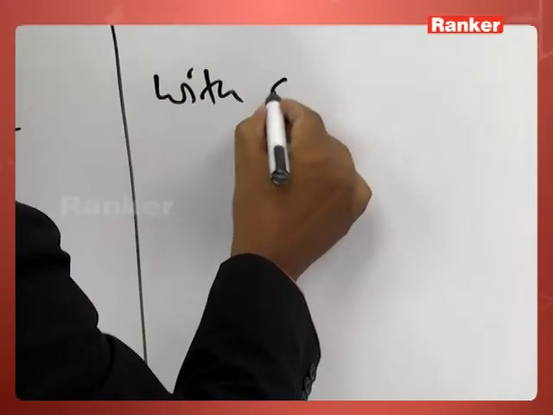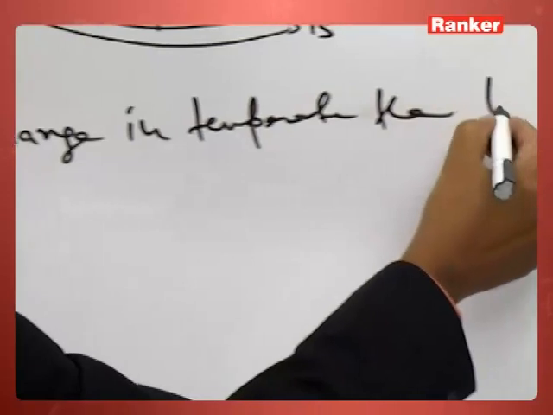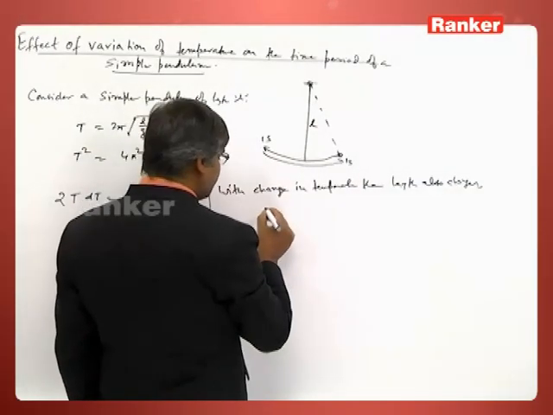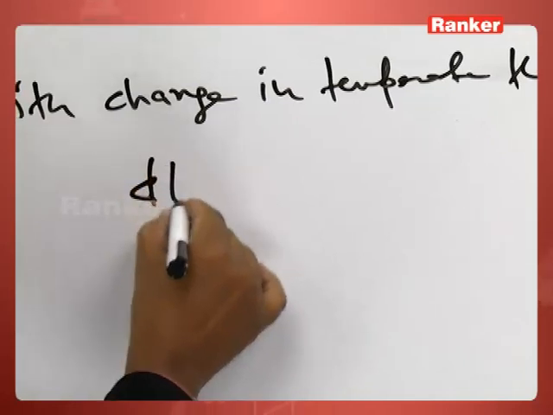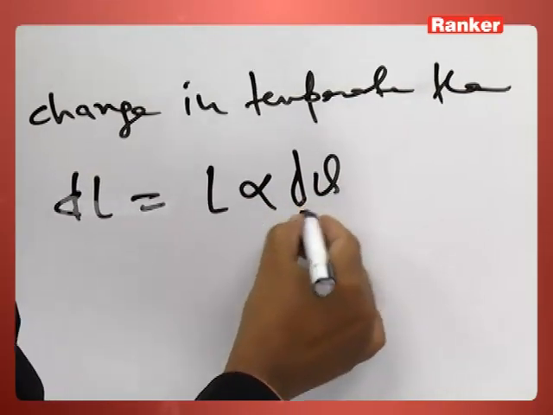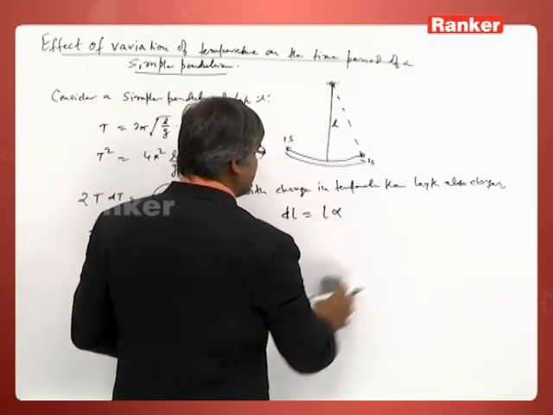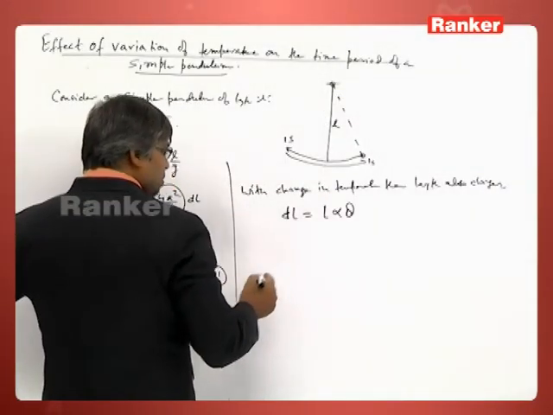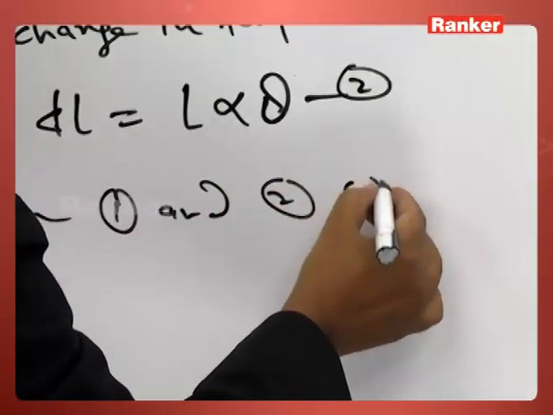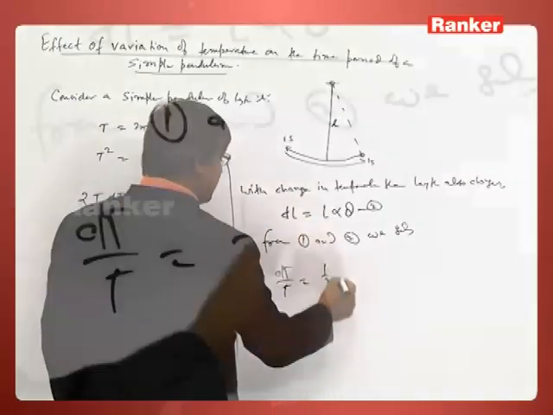Now, with change in temperature, the length also changes. So, how does it change? The change in length dL is equal to the initial length L into alpha into d theta, where theta is the rise in temperature, the change in temperature denoted by theta. So, this is equation 2. So, from 1 and 2 we get dT by T, that is half dL by L, is alpha theta.